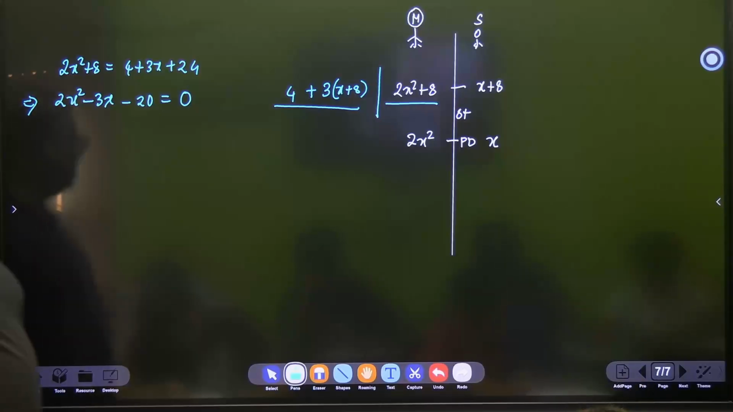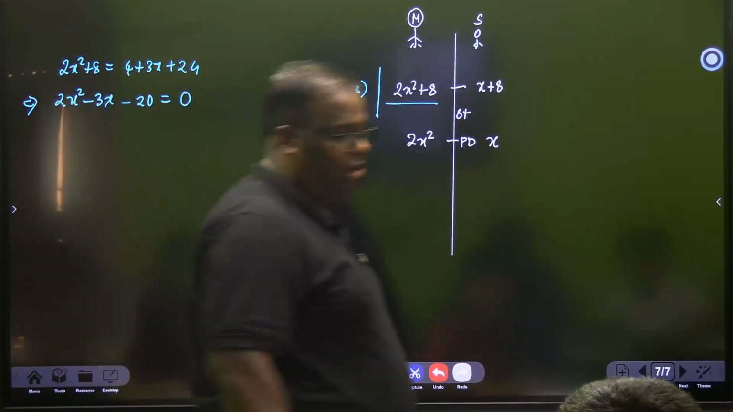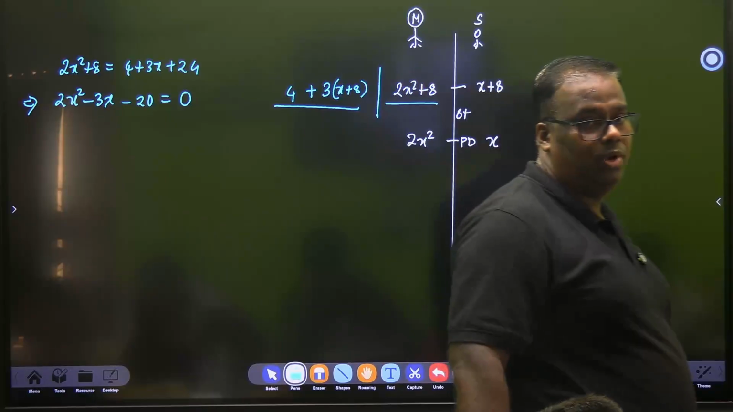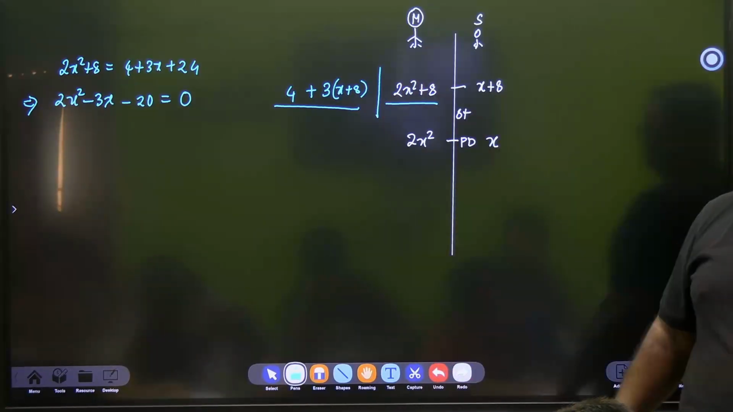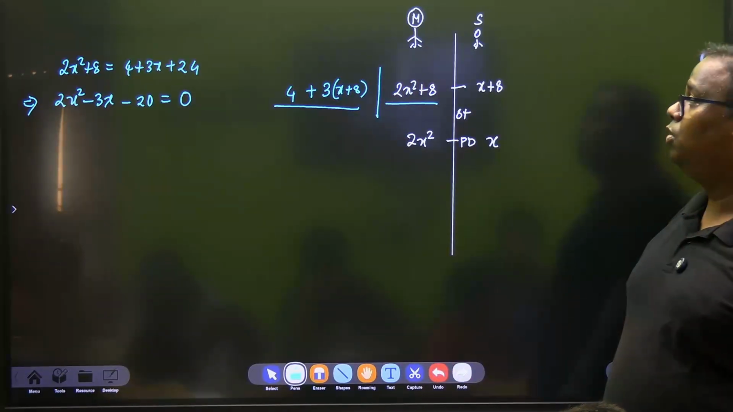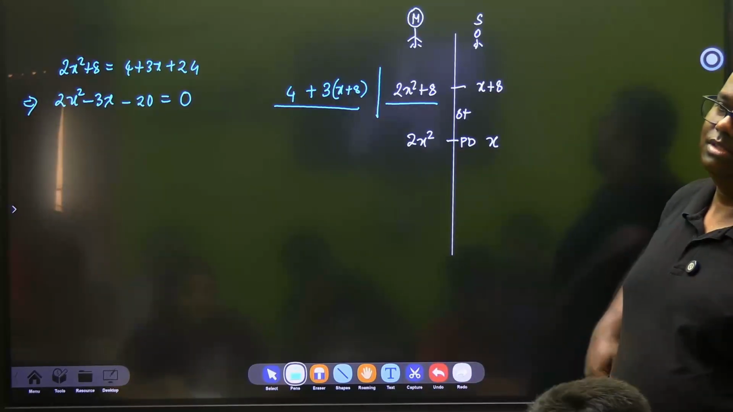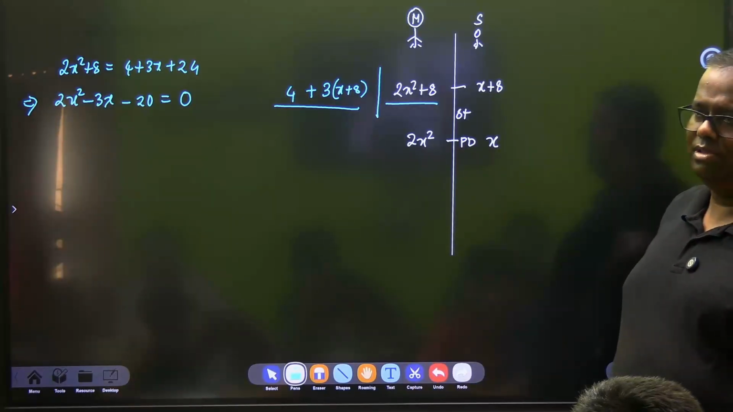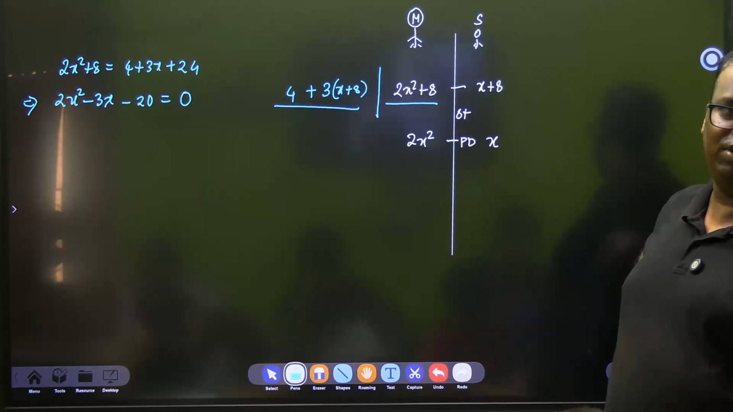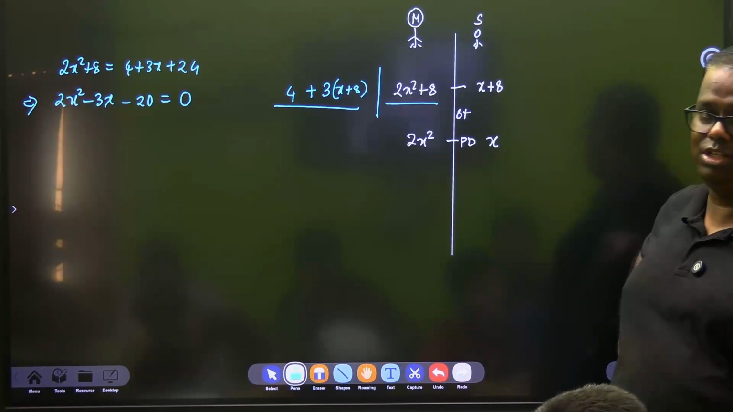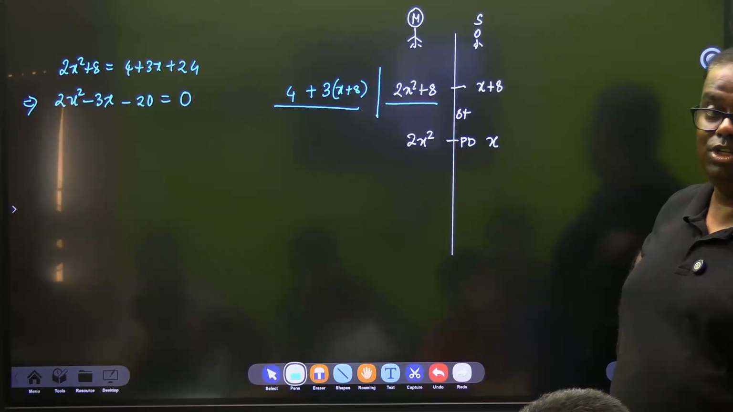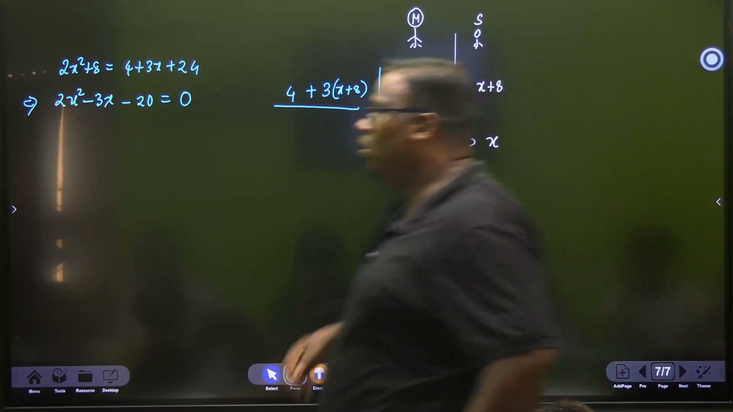So 20 and 8 is very easy. How to get 3 from 20? 2 into 20 is 40. 40 से 3 निकालना है. 8 and 5? 8 and 5 gives you 40. 8 and 5 gives you 3 also. But here don't apply that technique, because leading coefficient is not 1 now. Now leading coefficient is 2. So you have to slog your heart out.